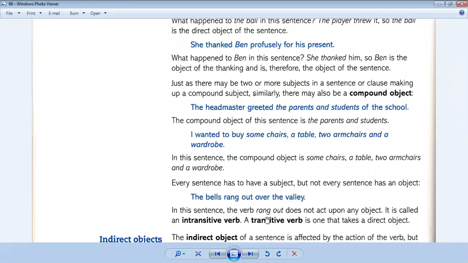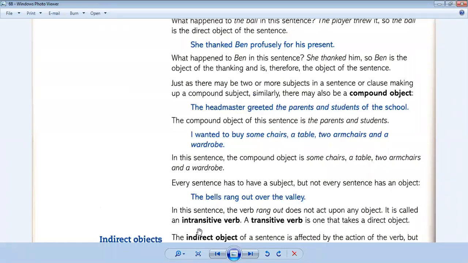In this sentence, the verb rang out does not act upon any object. There is no piece of action that happens. It is called an intransitive verb. Intransitive verb, it's the verb that doesn't have an action over anything. Again, that's really important to be understood, guys. We have intransitive and transitive kinds of verbs. Intransitive verbs are verbs that don't have action over anything. There is no action that can happen on an object. And if you don't have an action, you won't have an object.